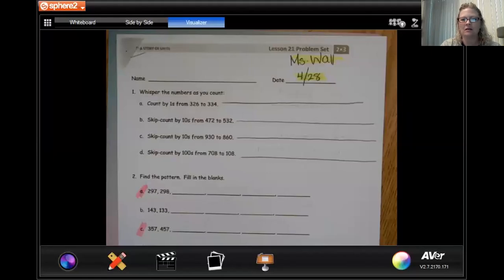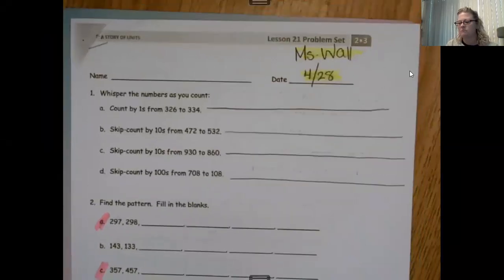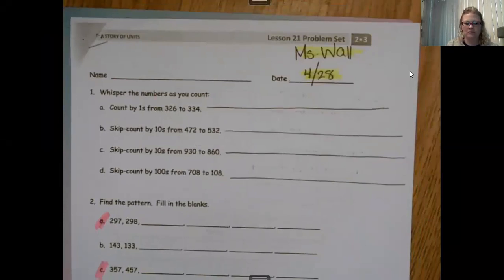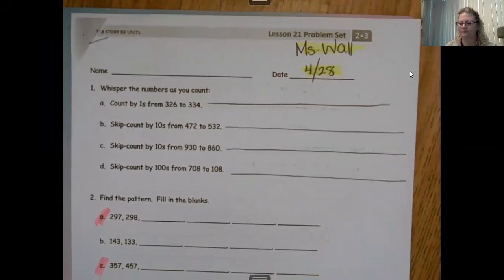Can you see that? Okay, so we're going to work on lesson 21. So make sure you have math lesson 21, a pencil, and eraser. So go ahead and pause the video while you get your supplies, and I will be right here waiting.